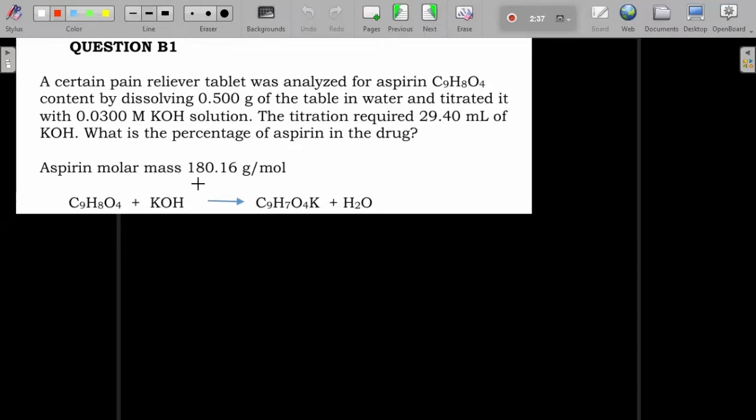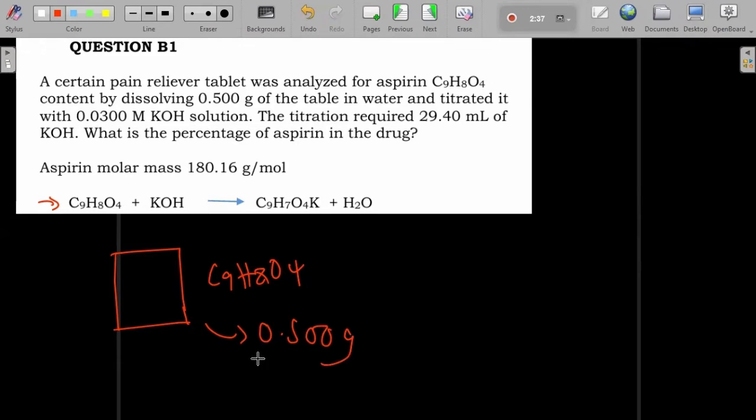Okay, and then they're saying aspirin has this molar mass, and this is the reaction that is involving the aspirin and the potassium hydroxide. So the scenario that we have is that we have this tablet. This tablet is a pain reliever and it contains aspirin.